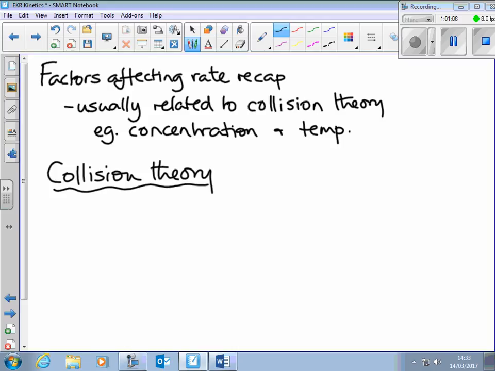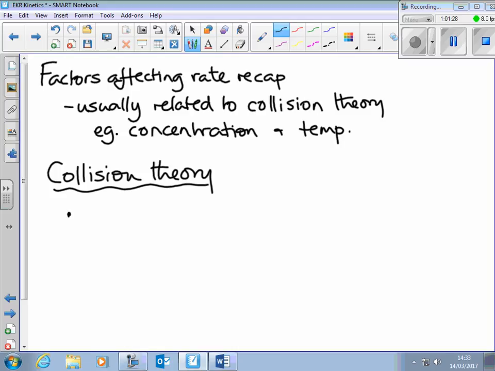So the critical points here: you've got to have an orientation that will bring the reactant parts together in such a way that the functional groups and things like that are orientated properly. I'm sorry, that wasn't really clear at all.